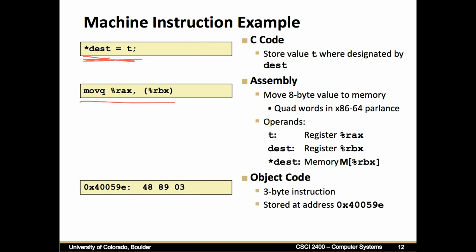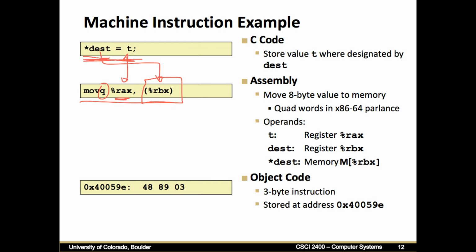So this is moving an 8-byte value, and I know it's 8 bytes because it's doing a quad word here. It's going to move a quad word from the RAX register into the memory location pointed to by the RBX register. So the value t in our program is being represented by the RAX register, and the value dest is being represented by RBX.